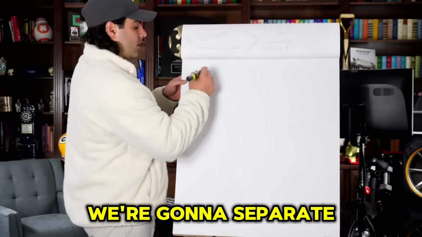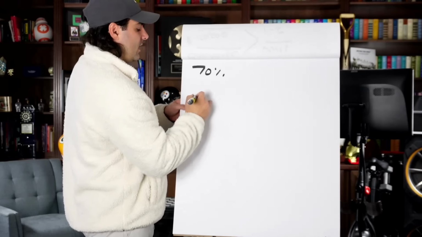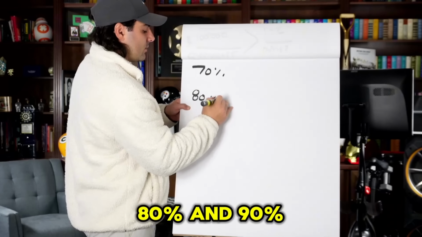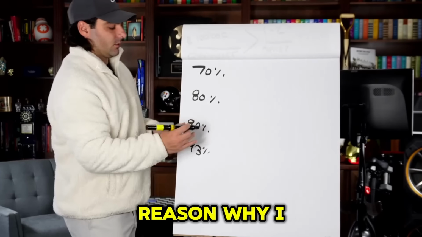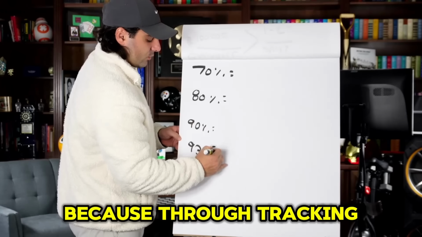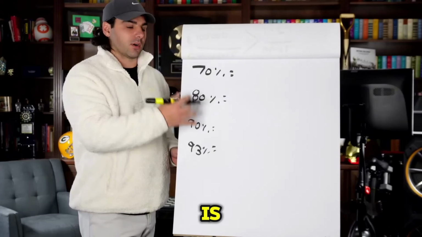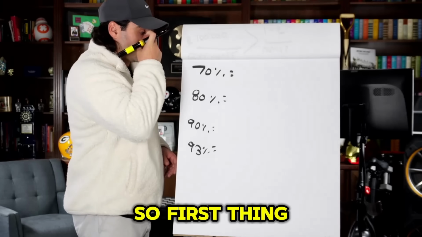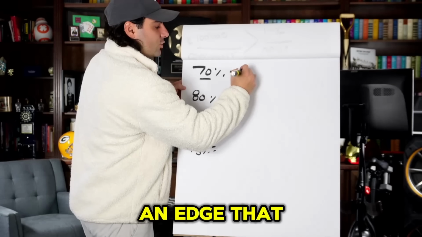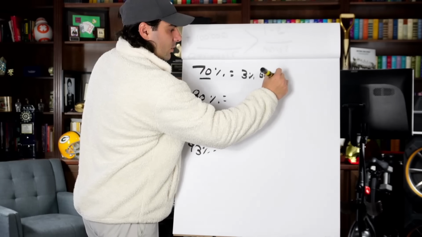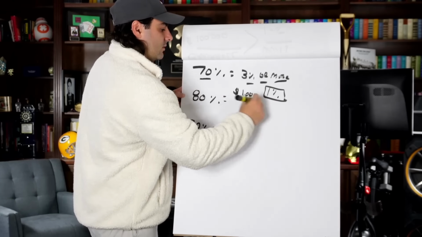Now, what we're going to do is separate these up. These are going to be plays that have a true probability of 70%, 80%, 90%, and 93%. The reason I have these like this is because through tracking over the years, I'm going to show you why the percentage should be where it is when you place these types of bets. So first is the 70% area. When I have an edge that is 3% or more, I'm going to do 1%, which is going to be $1,000.